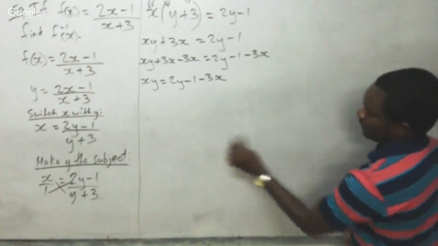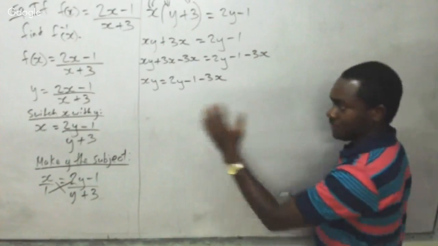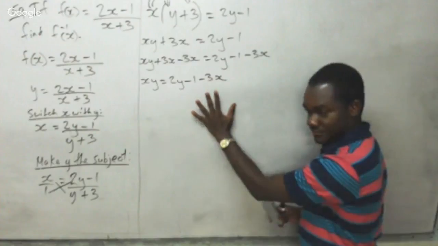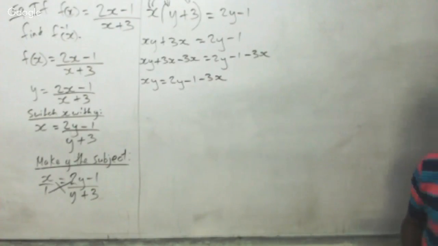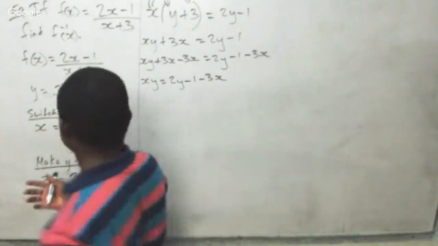Because we want the y's on the left, what doesn't belong on the right? The 2y. What kind of 2y is it? Positive. We're going to get rid of it, so we go by minus.